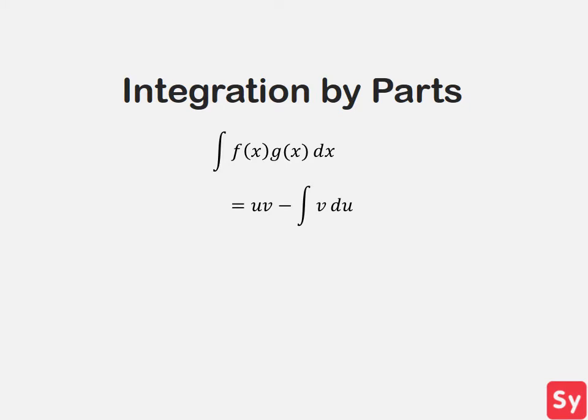We get the variables u and v from setting u equal to f of x and dv equal to g of x dx. We want to take the derivative of u to get du, and we want to take the integral of dv to get v. Once you get all these values, you plug them back into the formula and then you get the answer. And this will make solving integrals a lot simpler.